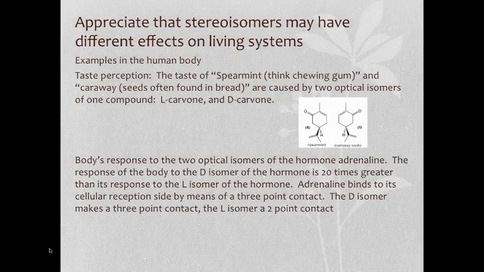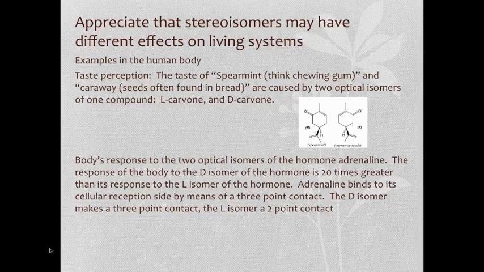Stereoisomers can have different effects on living systems. We'll just take a look at two in the human body. There is L-carbonate and D-carbonate. L-carbonate has the taste of spearmint, think chewing gum, and D-carbonate has the taste of caraway seeds, the seeds that you find in bread oftentimes, and they're two optical isomers of one compound.